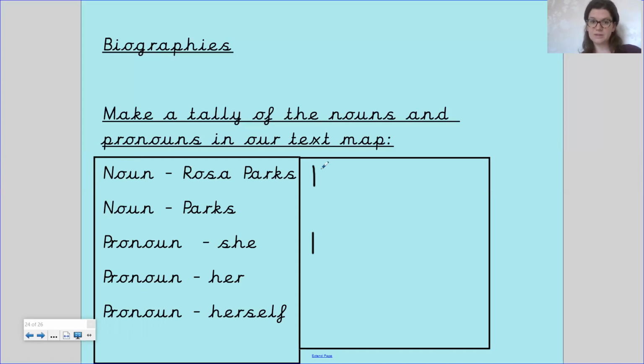Now remember, when we do tallies, we do 4 lines, and on our 5th line, we draw a horizontal line across the 4, okay? And then we carry on like this, and it makes it easier to count because we can count in 5s. Right, good luck with that, year 3.